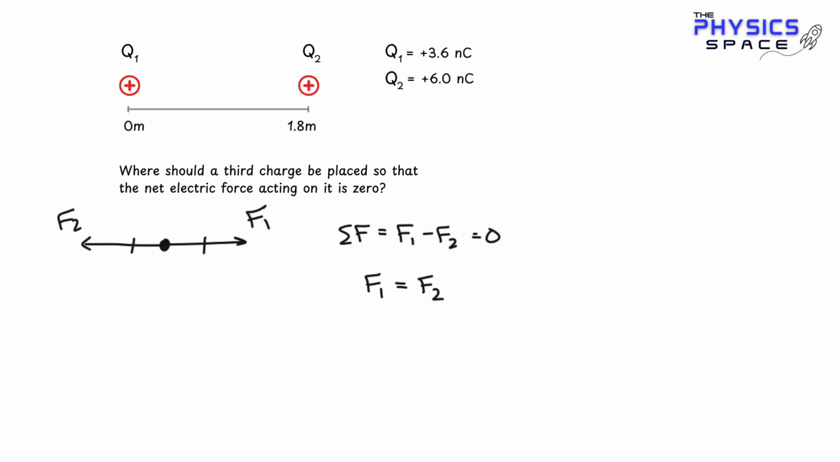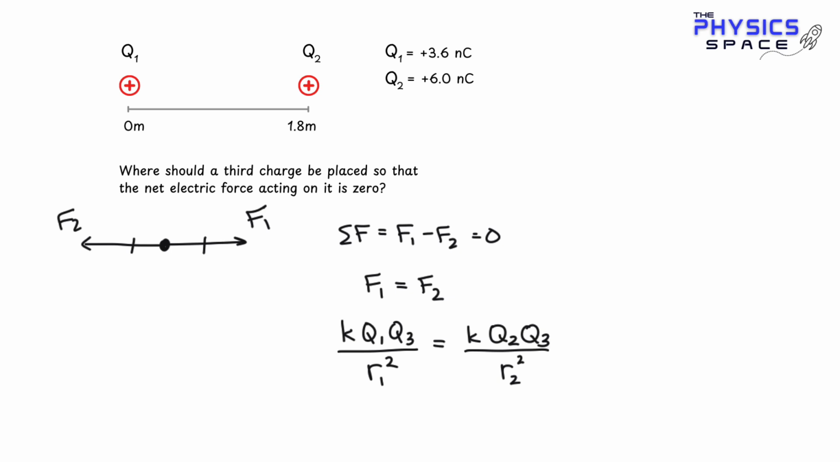So for force 1, I'm going to think of that as the force that charge 1 exerts on charge 3. So I could write that as K Q1 times Q3, our third unknown charge, divided by this distance R1 squared. And that must be equal to K Q2 times Q3 divided by the distance between 2 and 3 squared.